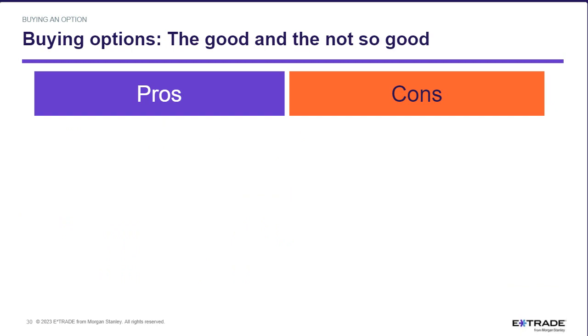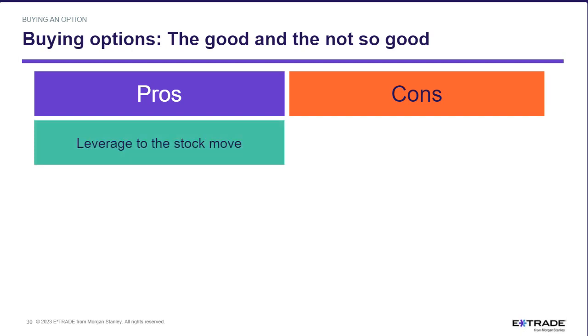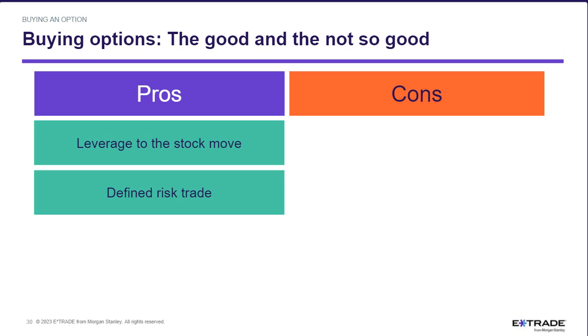What's good and what's not so good about buying options? Well, one of the pros is that you get leverage to the stock move. We talked about that from the top of the day, right? Another really important one is that you have a very specifically defined risk here. What you pay for the option is the worst case outcome.